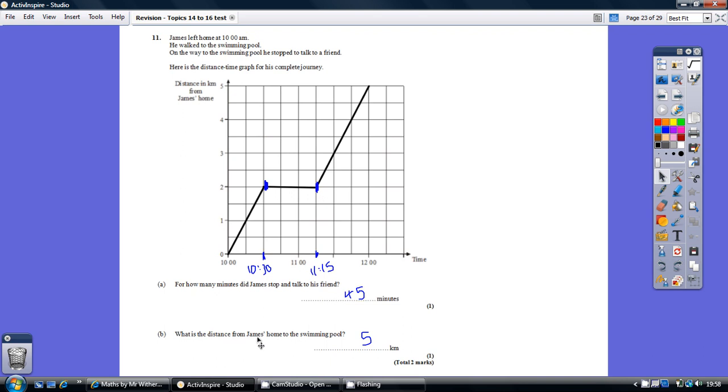What is the distance from James's home to the swimming pool? Well, let's see the most distance he went. That's up here. That is 5 kilometers from James's home, so it's 5 kilometers to the swimming pool.